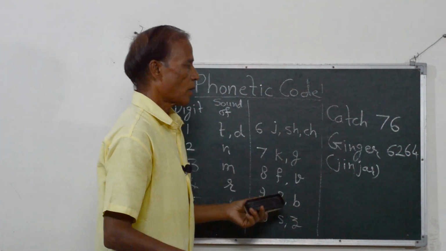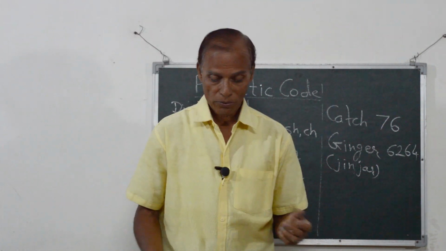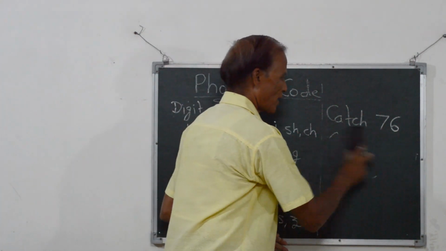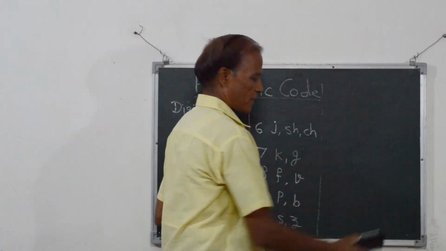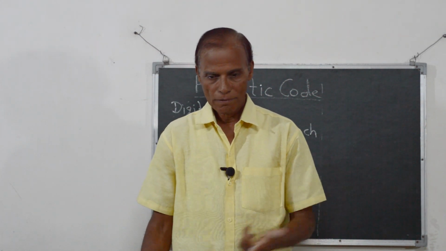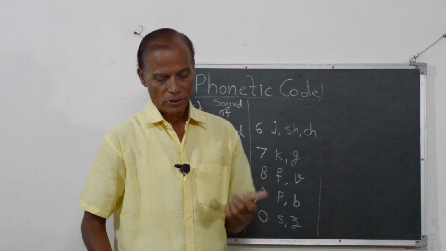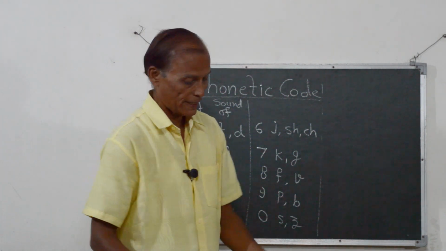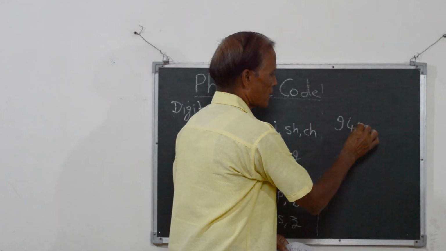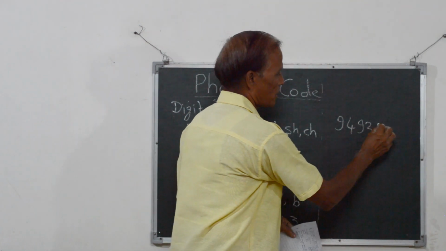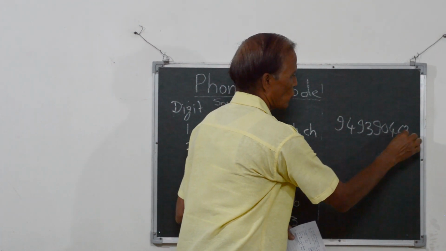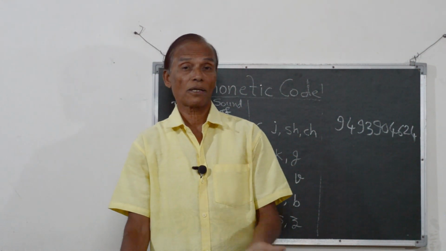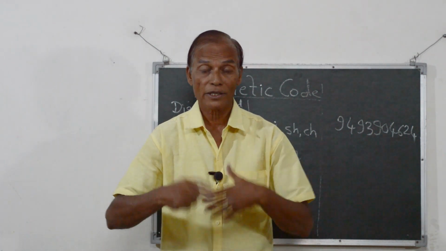Okay, so this is what is known as phonetic code. Just lastly, I will tell you one number. I will give you some text and you try to convert it into number, or I will give you some number. Say one number, the phone number of my friend: 9493 904624. This is the phone number, 10 digits. It is very difficult to remember phone numbers. I have already told you, a better way is to convert it into text.